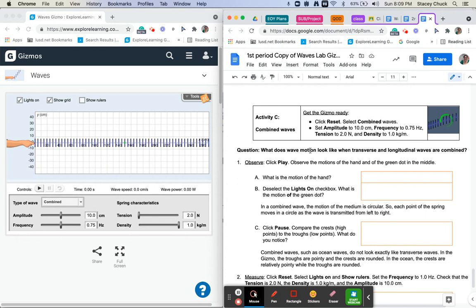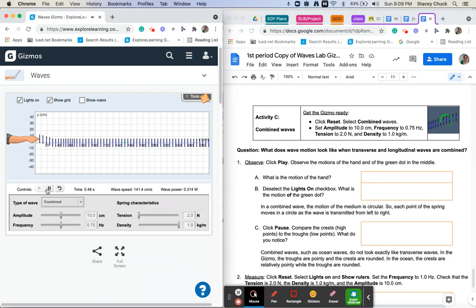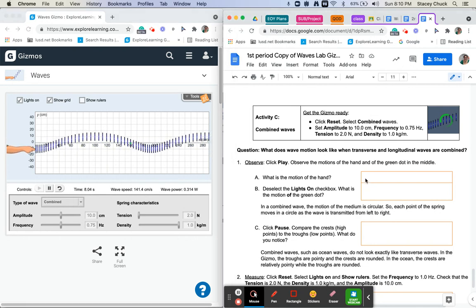Question: what does wave motion look like when transverse and longitudinal waves are combined? Observe. Click play. Okay, let's do it. Observe the motions of the hand and the green dot in the middle. What is the motion of the hand? It's circular. So it's both up and down and back and forth. So it's circular.